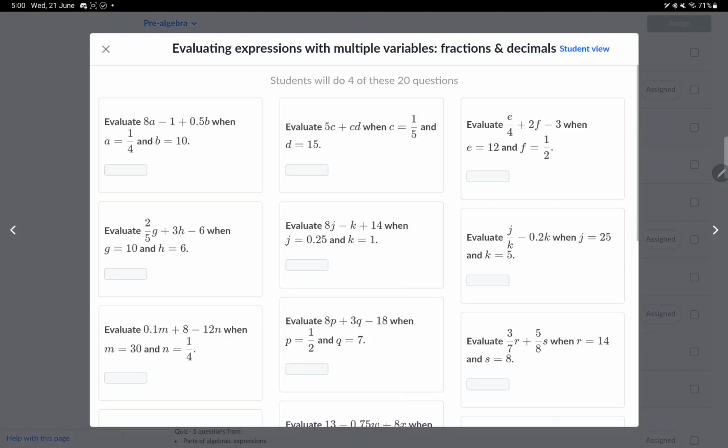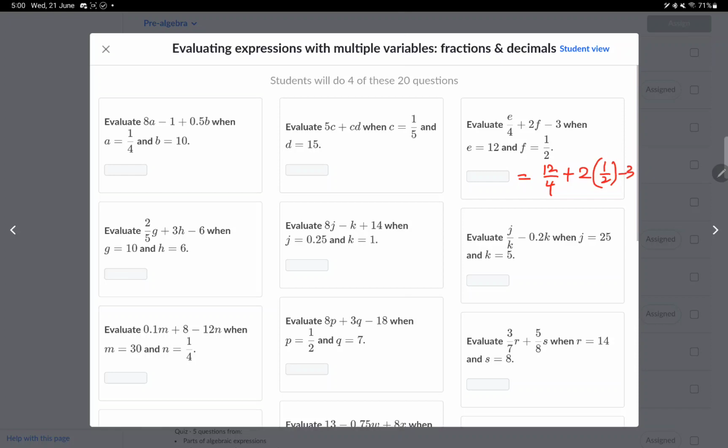Okay, this one, fractions and decimals. Some of these would have a fraction. For example, this question here: e over 4 plus 2f, and f is 1 over 2. When you substitute it in, you can write it in brackets. It would be 12 over 4, and 2 times f is 1 over 2, so that would be plus 2, and then I can write the brackets 1 over 2. So 2 brackets 1 over 2 is the same as 2 times 1 over 2. When the value you're substituting in is a little bit complex and you can't work it out straight away, you can put it into brackets like that first, and then minus 3, and continue working through it as usual.